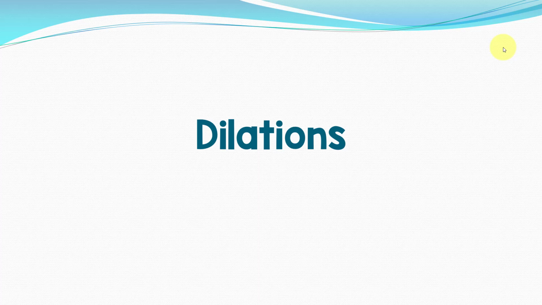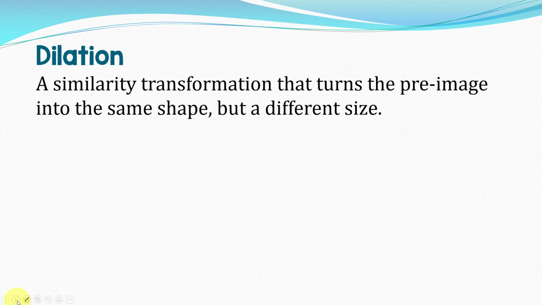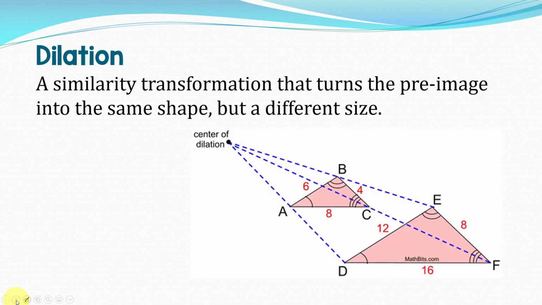All right, let's talk about dilations. This is the transformation that we did not do when we did rigid transformations. So again, dilations is where something will change size, either get bigger or smaller, and it is not a rigid transformation. So it is a similarity transformation that turns the pre-image into the same shape but a different size. So we're not changing our overall shape, either getting bigger or smaller.